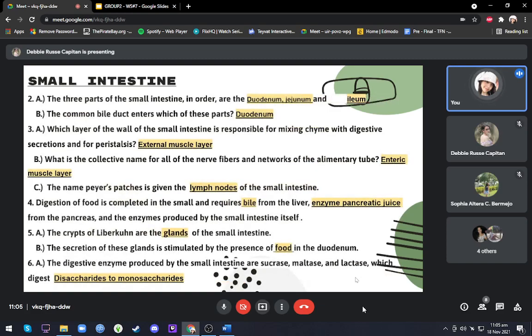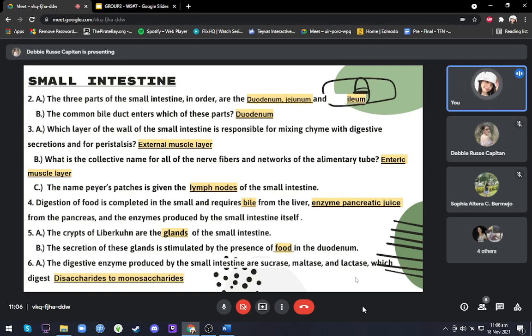2A, the three parts of the small intestine in order are the duodenum, the jejunum, and the ileum. B, the common bile duct enters which of these parts? The answer is the duodenum. Number 3A, which layer of the wall of the small intestine is responsible for mixing chyme with digestive secretions and for peristalsis? The answer is the external muscle layer.